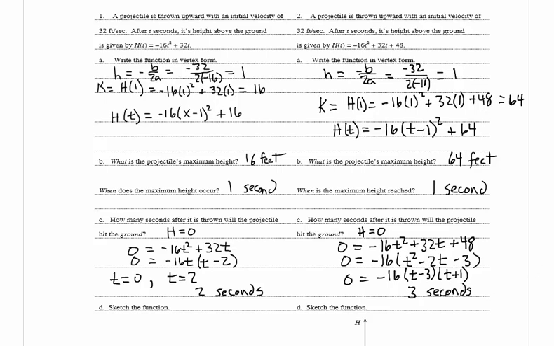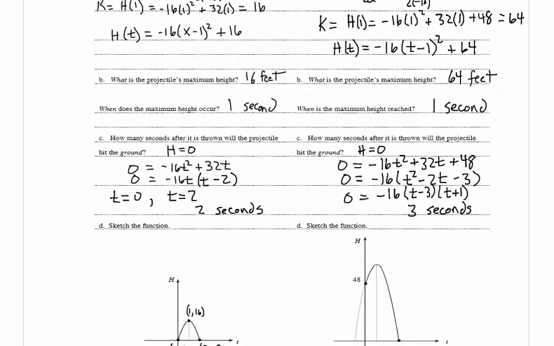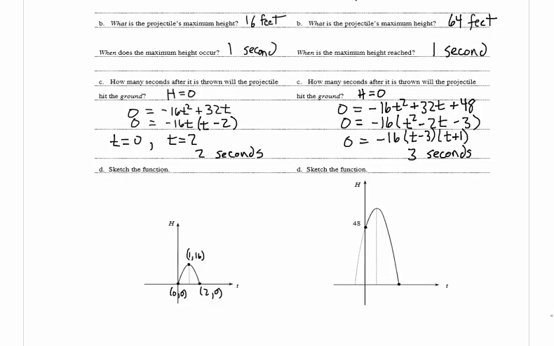And now we want to look at a sketch of the function. And we can see that our y-intercept was (0, 48) because we threw the projectile from 48 feet above ground level. And our vertex was at (1, 64). So our maximum height was 64, and it occurred 1 second after the projectile was thrown. And then our x-intercept was (3, 0). So our projectile hit the ground 3 seconds after it was thrown.